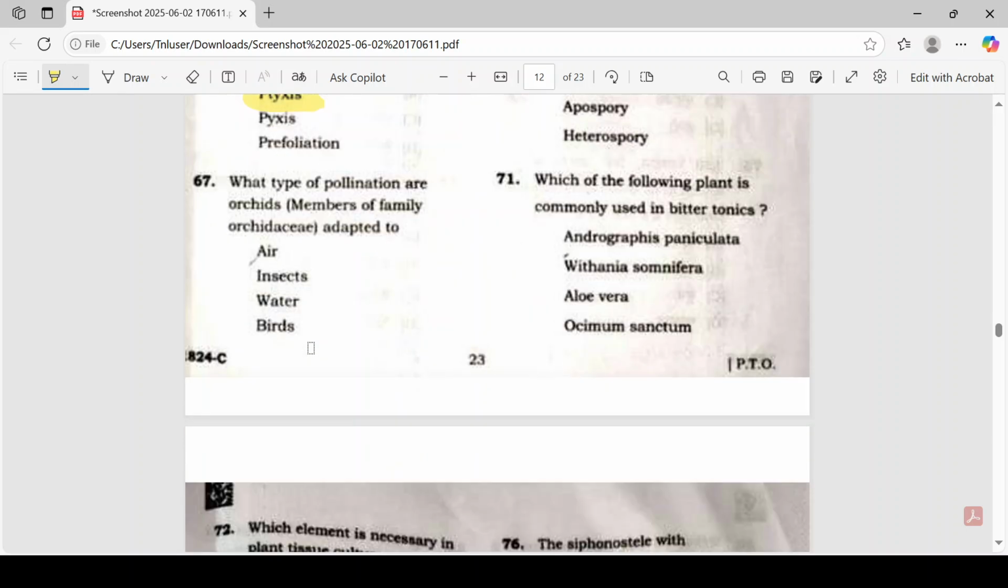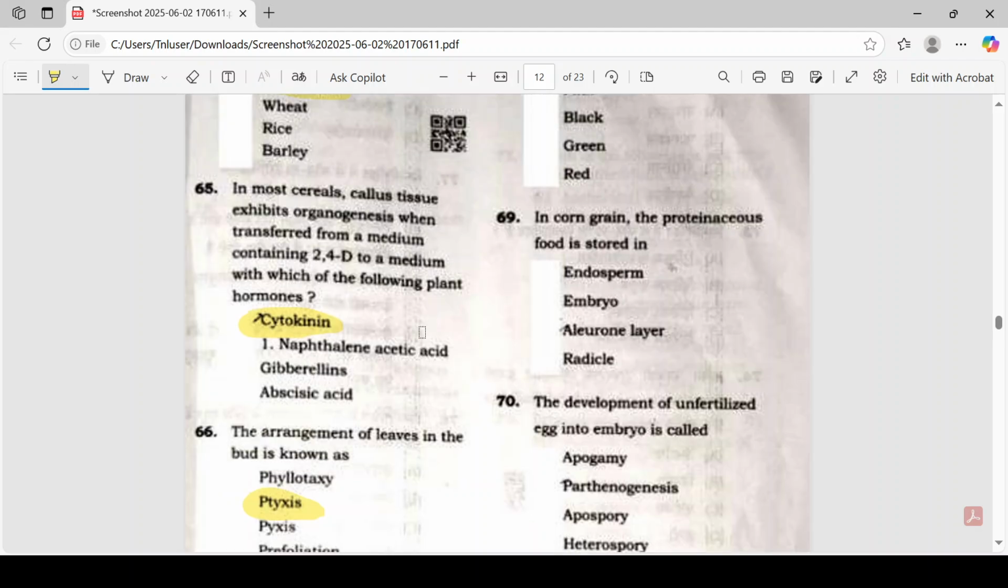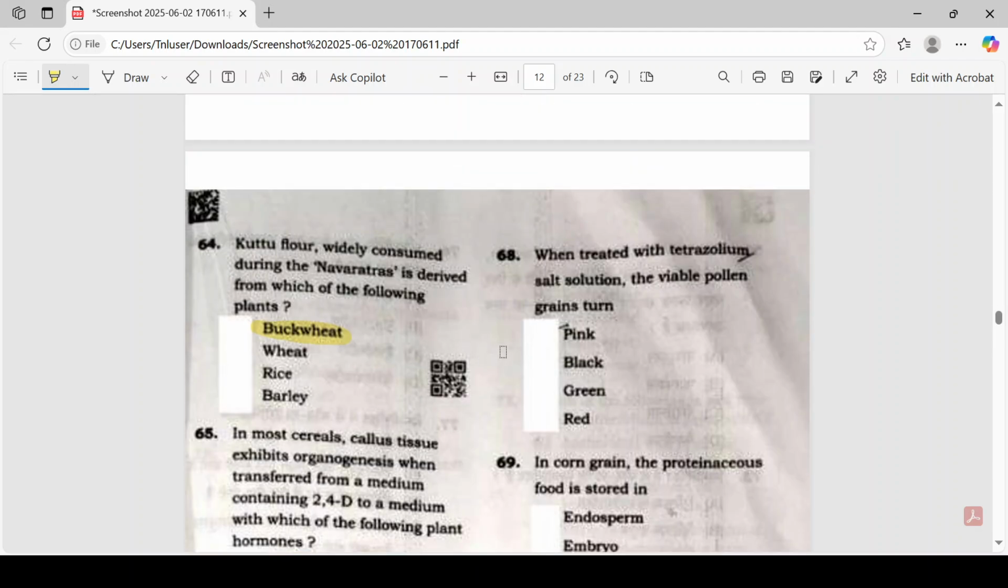All right. What type of pollination are orchids, that is members of family Orchidaceae, adapted to? Easy question. It will be insects. Yeah. So now question number 68. When treated with tetrazolium salt solution, the viable pollen grains turn red. Important question. So yeah, it will be red.